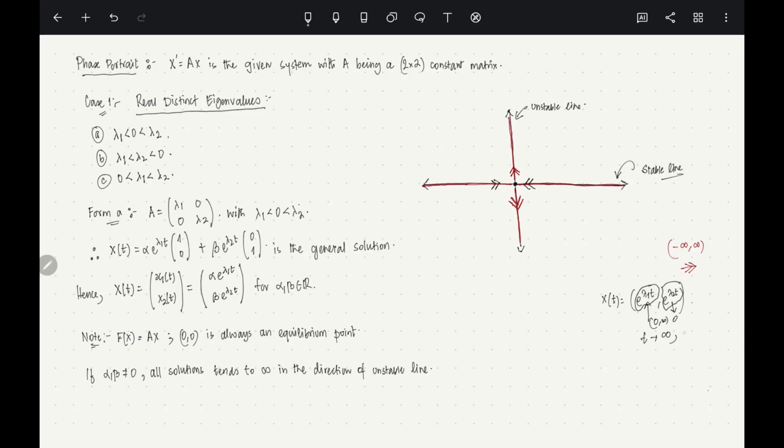As t tends to, you understand? So basically it is converging towards this line, the stable line, you understand? Okay, so what is happening is this: for a large enough t, the solutions are starting very close to, so as t tends to, see, again, let me clarify what I am trying to say here. See, as t tends to minus infinity, what I'm saying is t is negative, extremely large.